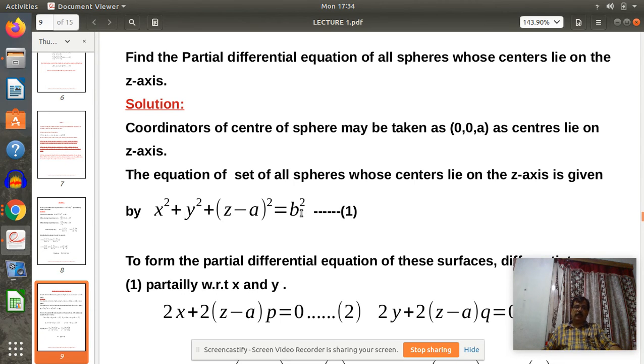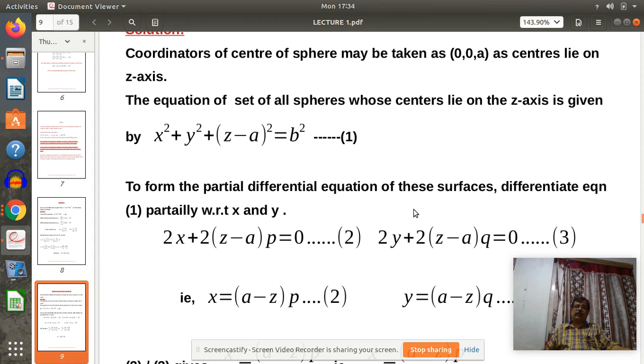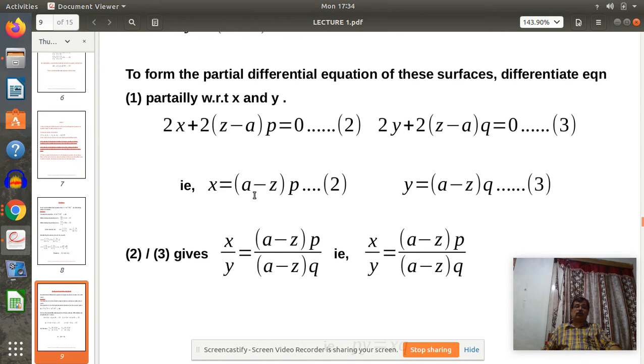So this may be the equation of the sphere as given in the problem, which contains two arbitrary constants, a and b. In order to form a partial differential equation of these surfaces, we have to eliminate a and b. So differentiate this equation partially with respect to x as well as partially with respect to y. So these are the steps.